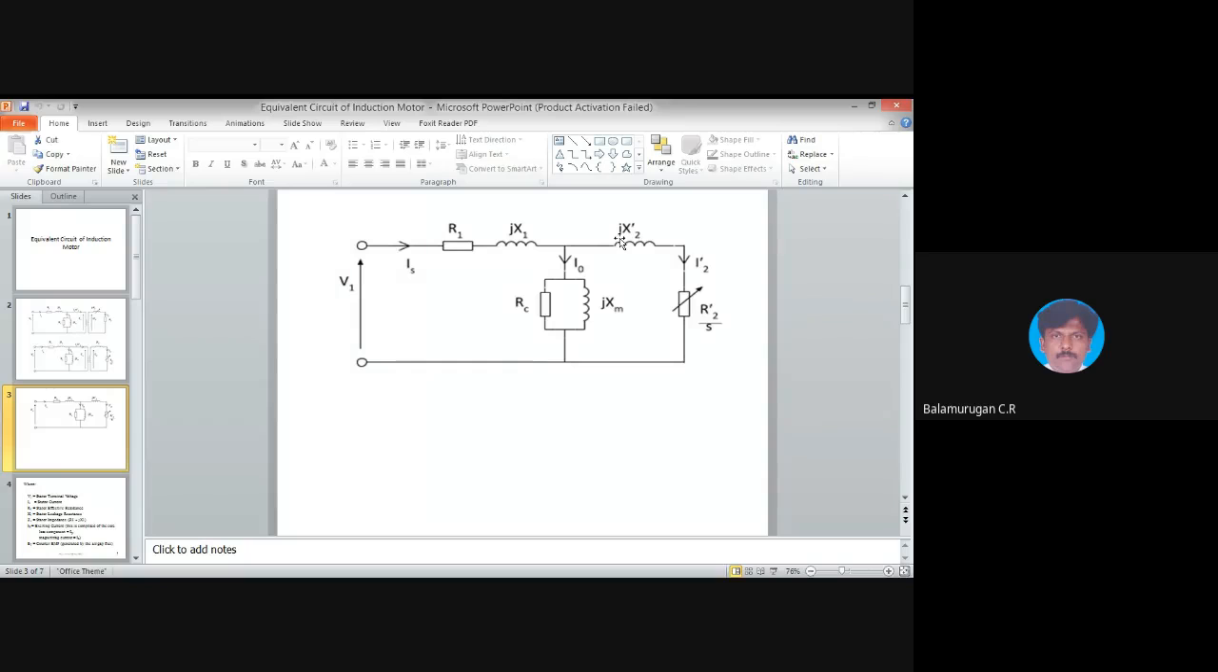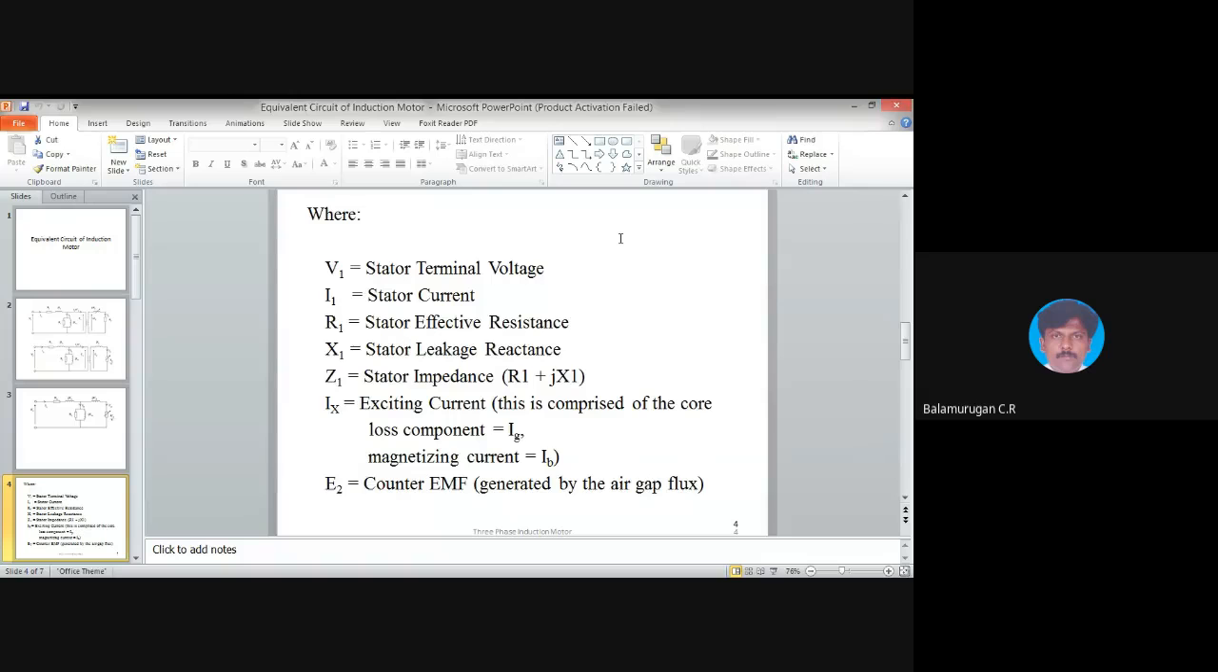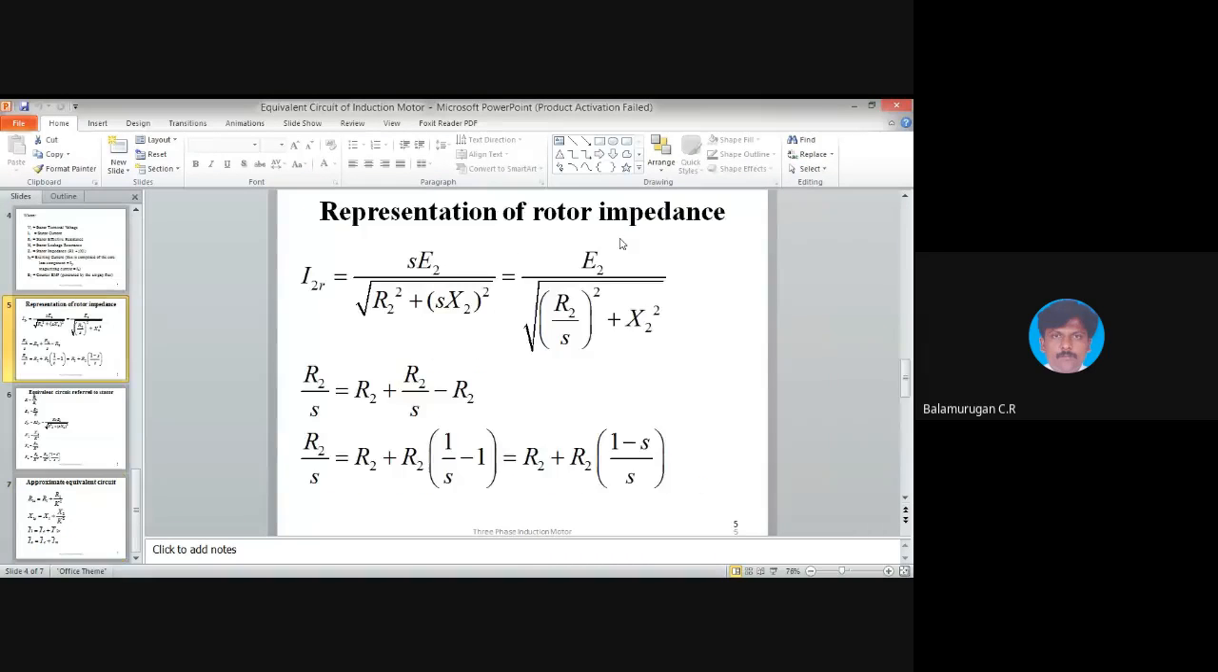So if you know some of the parameters, I will go to the parameters. You know the stator terminal voltage, stator current, stator resistance, leakage reactance, impedance, input current, core loss component, everything. And this is the expression we derived. I2R is represented as I2 dash or I2R, which represents the rotor. So these are the simplifications we have done already.